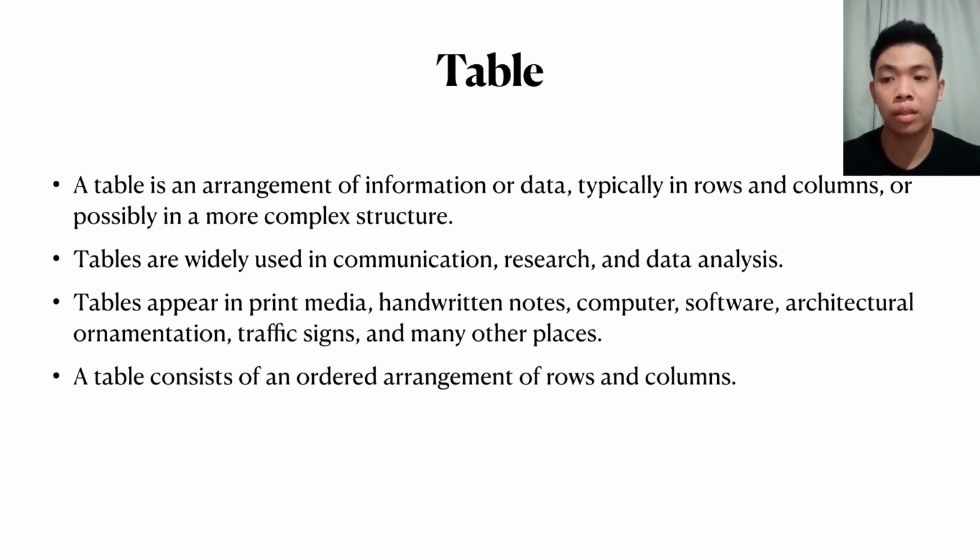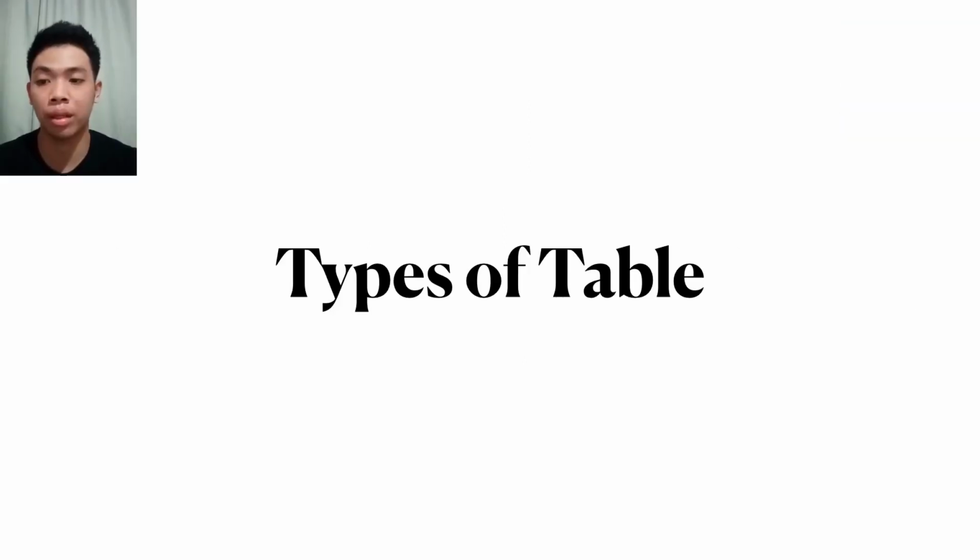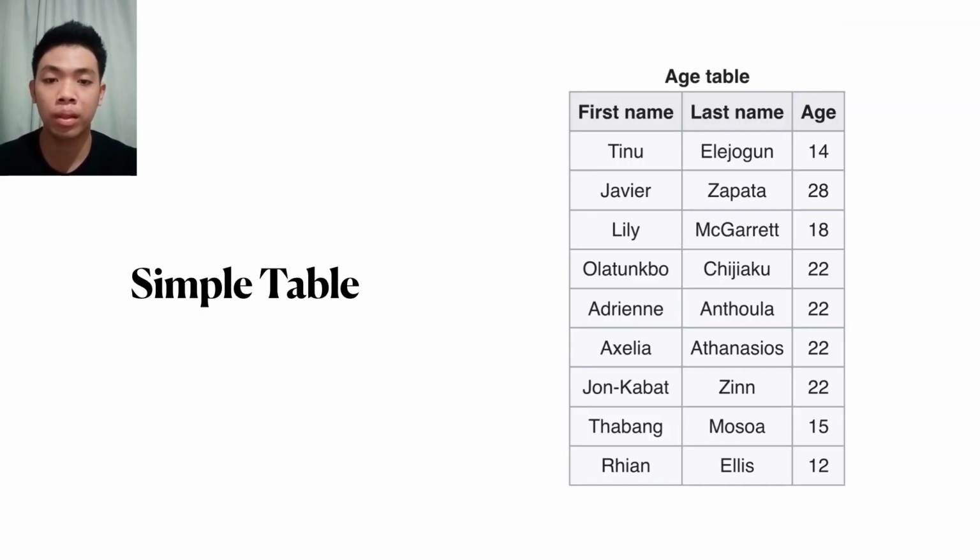A table consists of an ordered arrangement of rows and columns. This is a simplified description of the most basic kind of table. What is a simple table? A simple table here means that there is a maximum of 100 rows and 100 columns, where a header column specifies the type of data.